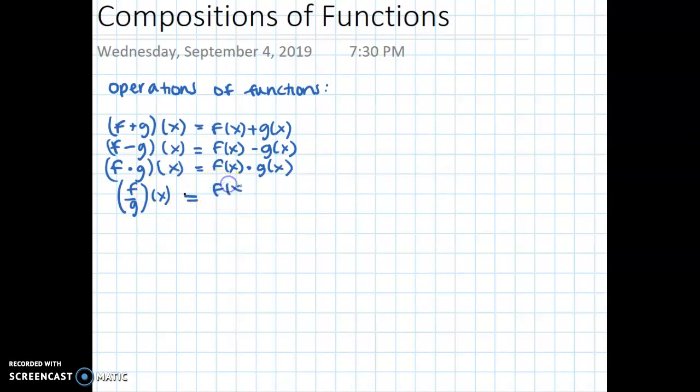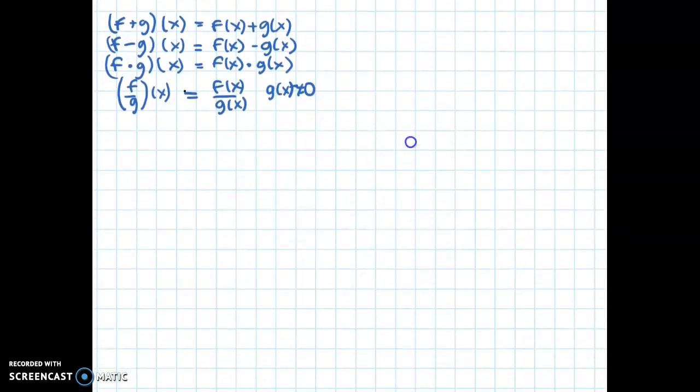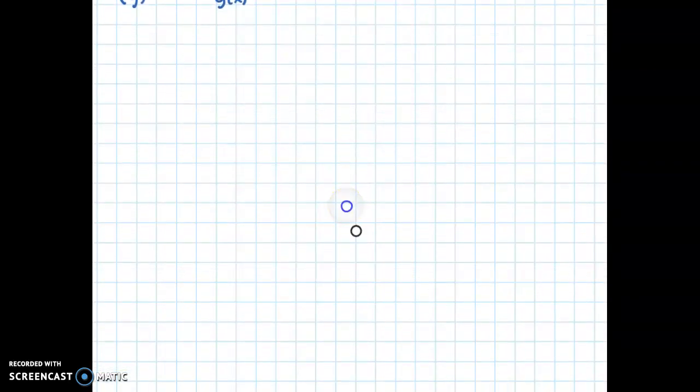which is the same thing as saying f of x divided by g of x, as long as g of x does not equal 0. That's important because remember, you can't have a 0 in the bottom of a fraction. So we will be able to do all these things and evaluate the domains. And a lot of times it's just easiest if we start with an example. So we're going to have f of x equal x squared plus 2. And then we're going to have g of x equal the square root of x plus 1.